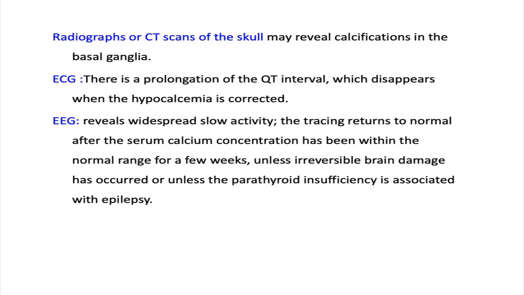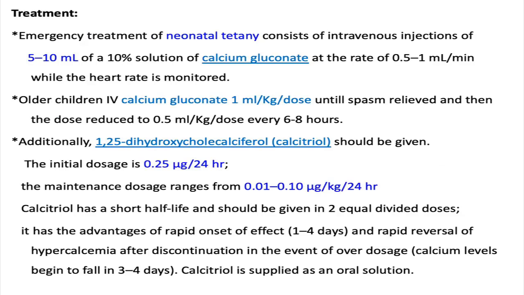So it is better to do an EEG when there is a case of hypocalcemia. In a patient presenting with convulsion only, it is better to repeat the EEG after correction of the hypocalcemia, because it may be mistaken for a case of epilepsy.